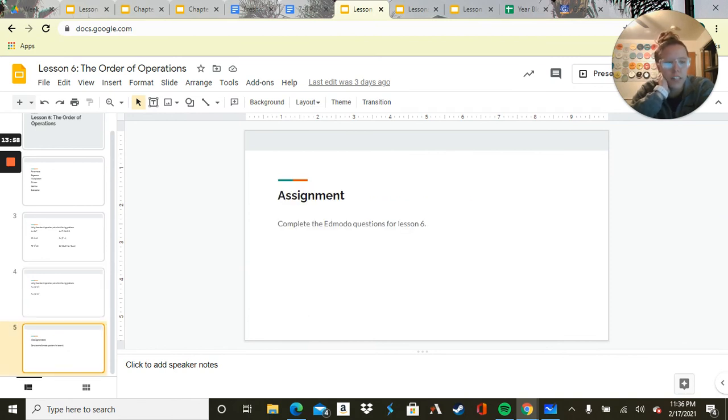That is it for your lesson. So your assignment is to complete the modal questions for lesson 6. There might be one that has each operation on it, but that would be the most. So most of them will have 2 or 3, probably more like multiplication and addition subtraction, or multiplication and division and an exponent, something like that.